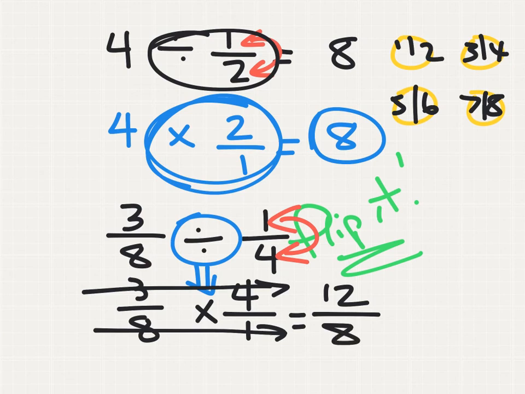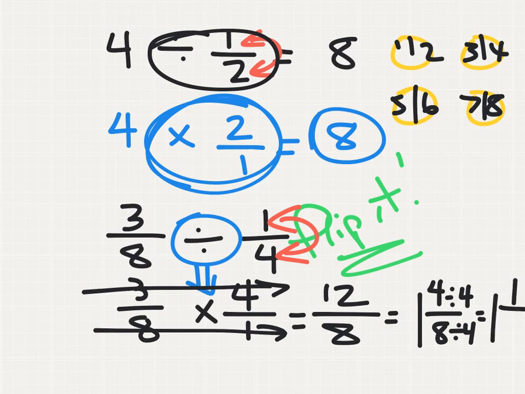12 over 8 is an improper fraction. I need to rename it into a mixed number. I can make one group of 8 from 12 and still have 4 left over. I can simplify 4 and 8 by 4, which means my simplified mixed number is 1 1/2. That in fact, 3/8 divided by 1/4 is 1 1/2.